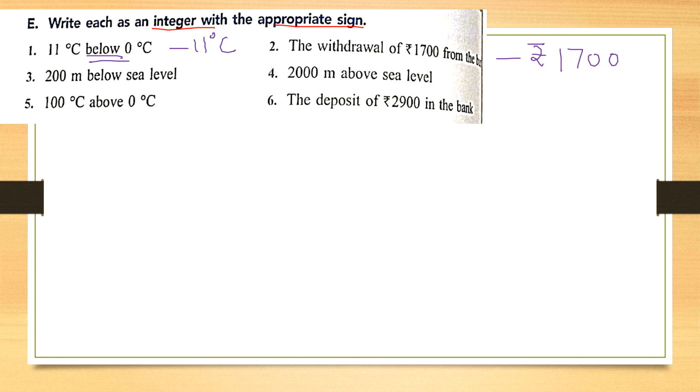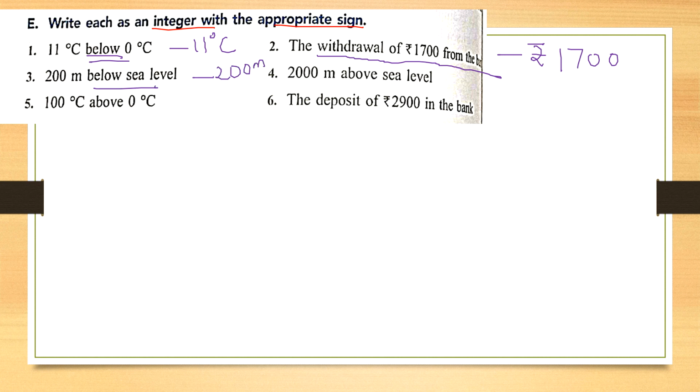Oh, sorry, opposite we have to write. Write each, sorry, this is in fact minus because we have to write the appropriate sign, not the opposite. So this is minus rupees 1700 because we are withdrawing. 200 meter below sea level, so minus 200 meter.